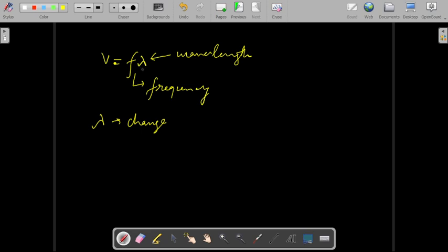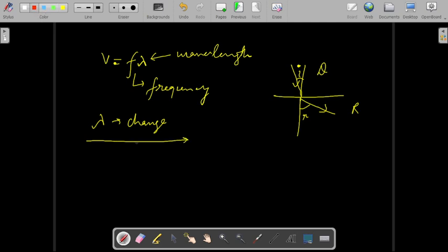Because the velocity changes while moving from one medium to another, this angle of refraction also changes. See, I am considering this as a denser medium and this one as a rarer medium. Here you can see the ray of light is coming, and after refraction, it is going away from the normal. All of this is happening due to the change in the velocity of light while changing the medium.